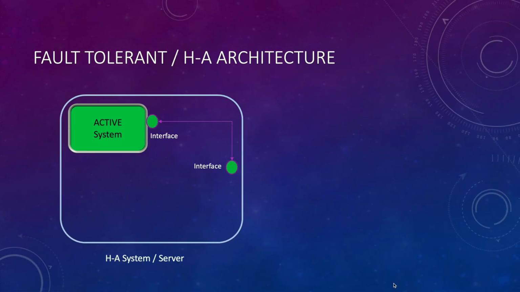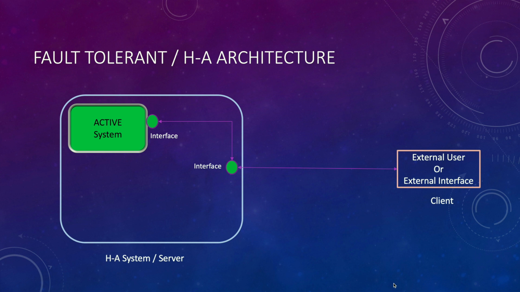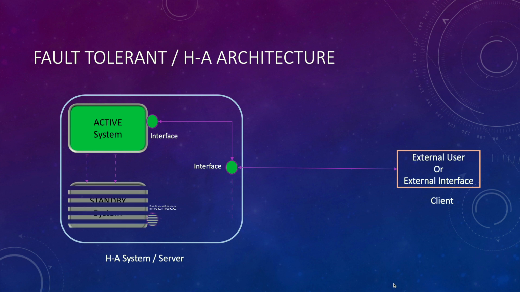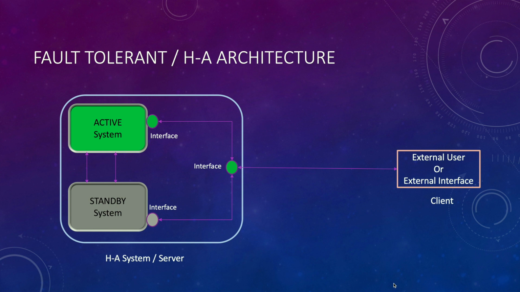A typical client-server architecture contains a server with an interface visible to the external world, which is then connected to many clients or external interfaces. The server provides services which are consumed by the clients, and the server is expected to be up 99.999% of the time. To achieve this high availability, the server system contains an active server and a standby server.